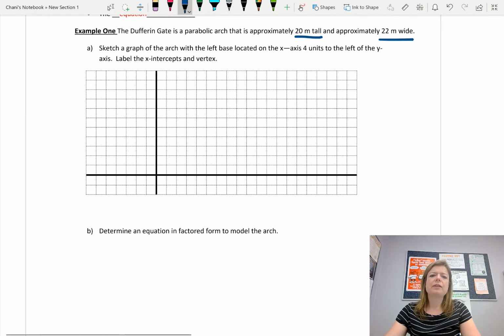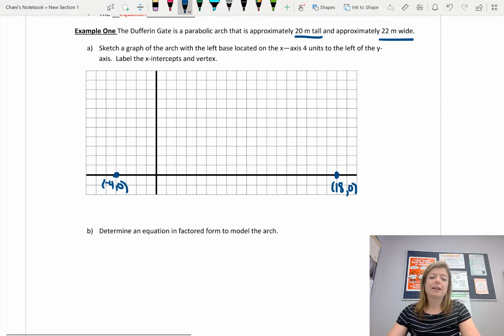So in this question, they want the left base to be located 4 units to the left. So here at -4, 0. And since we know it's 22 meters wide, we need to count 22 units. So that would be 4 here, so there'd be 18 left, which would get us to here. So our other x-intercept is 18.